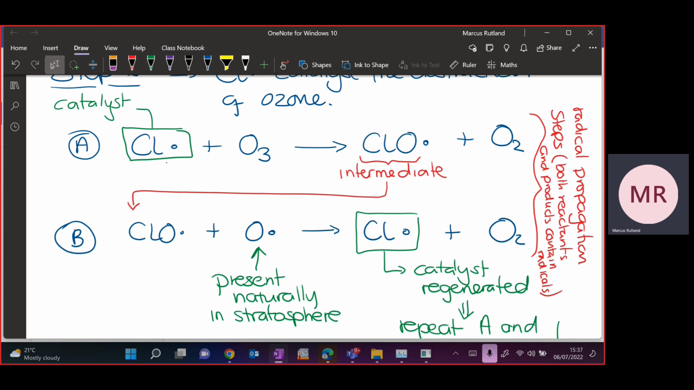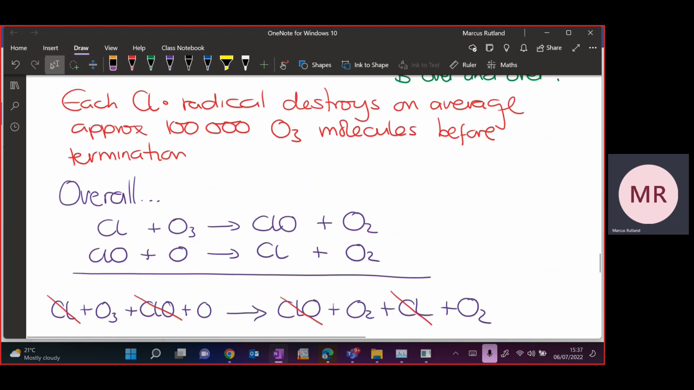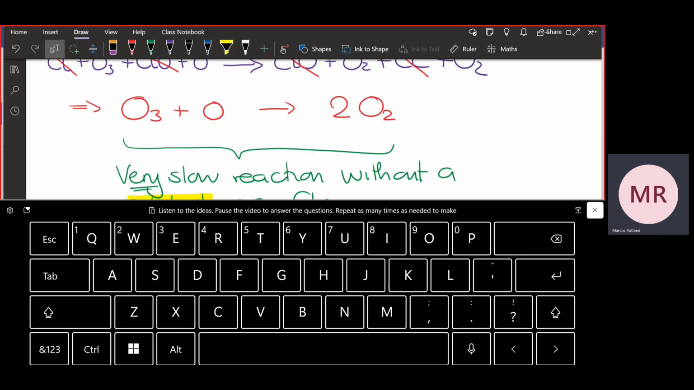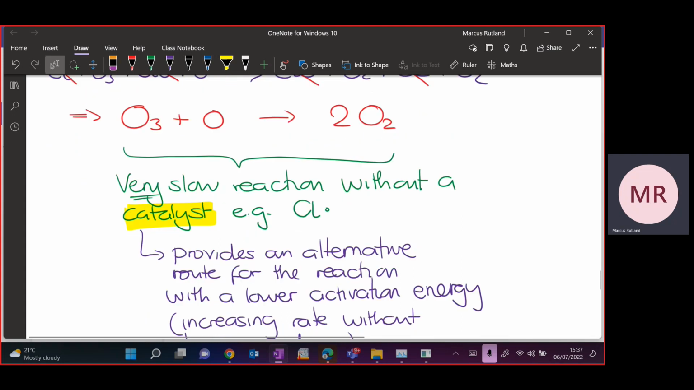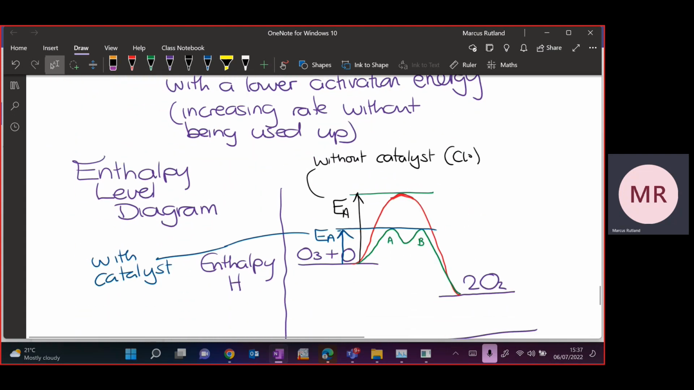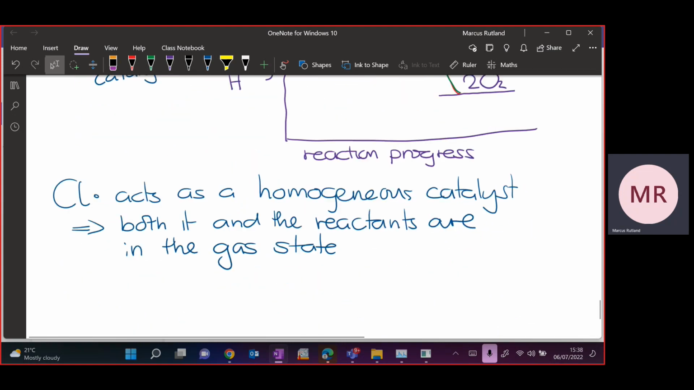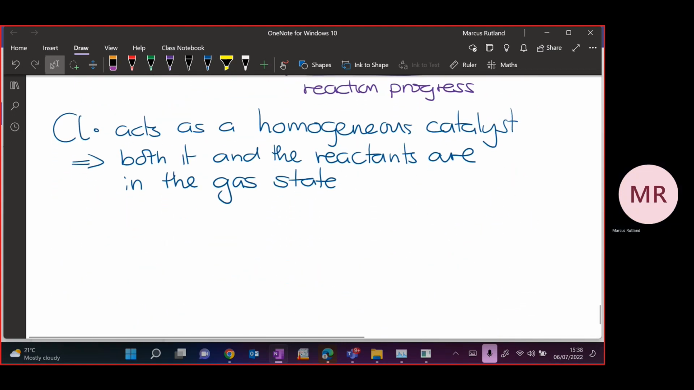So you've got this two-step process of the chlorine radical initially reacting with ozone to make the ClO, and then that reacting with an oxygen atom to regenerate the Cl. In the process, we knock out a couple of oxygens, which overall are equivalent to an ozone reacting with an oxygen atom to make 2O2, something that goes very slowly on its own, but much faster with the chlorine radical, with chlorine acting as a catalyst, giving an alternative pathway with a lower activation energy.